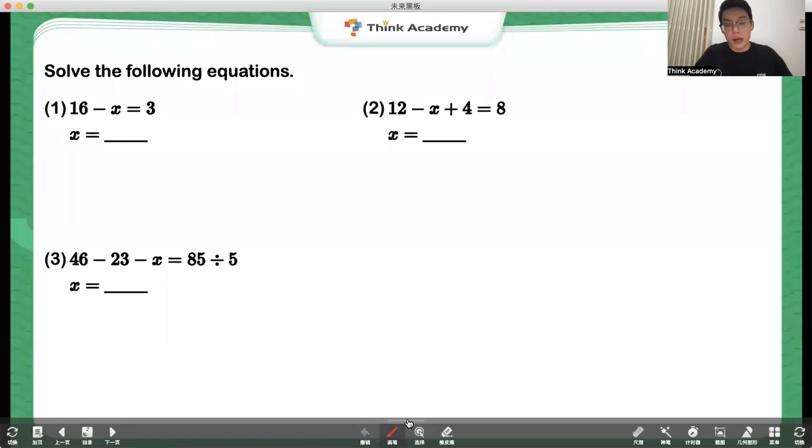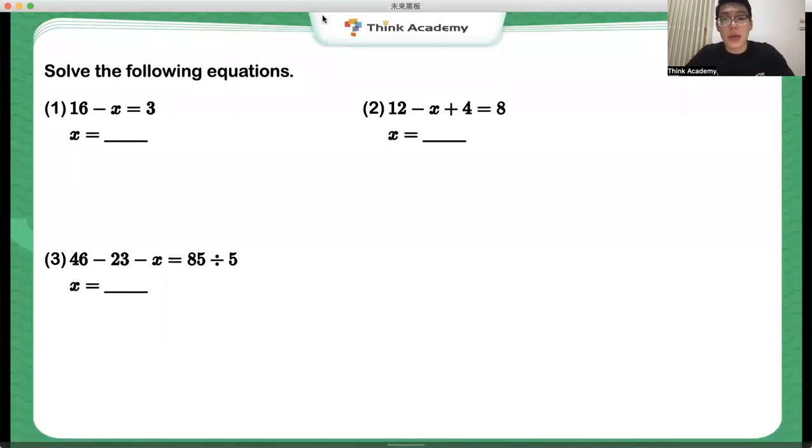So first of all, I would like to know how many of you have heard of algebra before? If you have heard of algebra before, you can either raise your hand or just type a 1 in the chat box. All right, that's many of you. Brilliant.